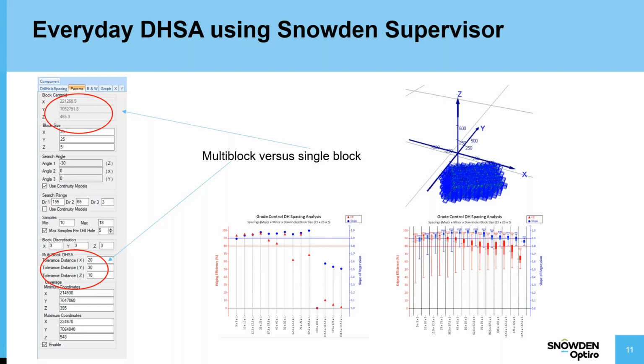And then there's also this multi-block option. So a multi-block is depicted in the top right-hand image, where I've got hundreds of little blocks. And so a multi-block DHSA would analyse the kriging efficiency and slope of regression for each of those blocks. So you will have a range of options and results for a multi-block DHSA. So that will include blocks on your margin which will perform less well than blocks right in the centre of your deposit.